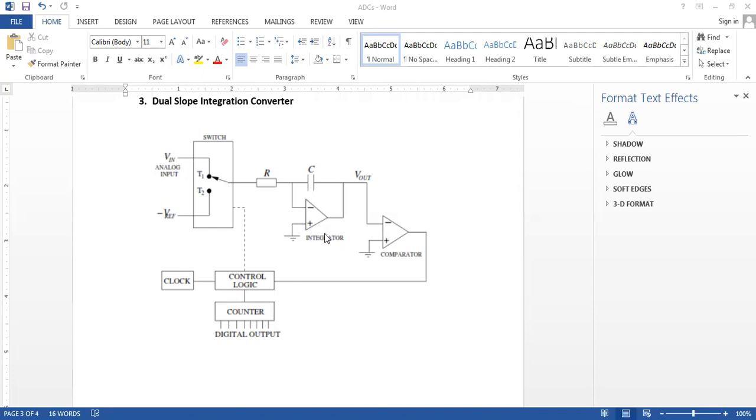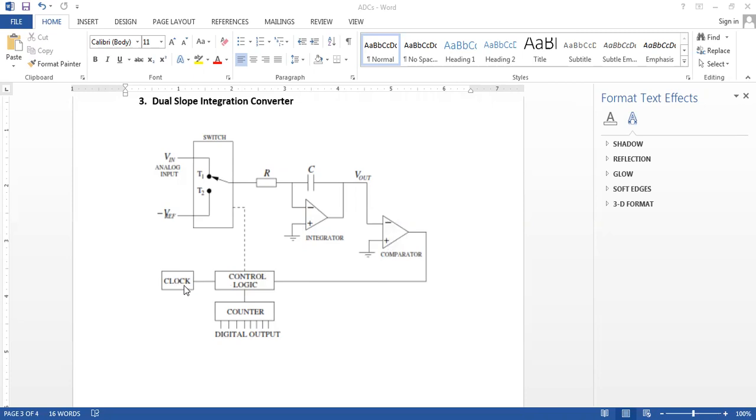We have the integrator using the operational amplifier, a resistor in the forward path, and a capacitor in the feedback path. The output of the integrator goes into the negative input terminal of the comparator. And as you can see, the positive input terminal of the comparator is grounded. Then we have a control logic. The output of the comparator goes into a control logic circuit.